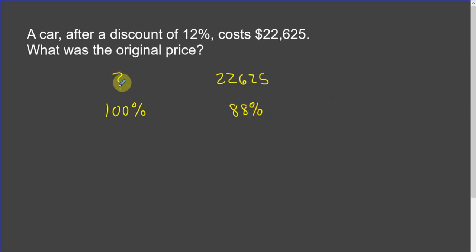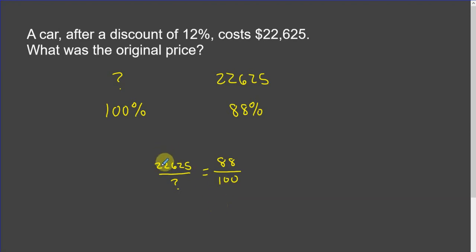So this new price represents 88% of the original price. So we solve that proportion. 88 out of 100, that's what 88% means, right? And then we have to put these two numbers, one of which is unknown, over here. But which one goes with 100? Well, the unknown one does. And which one goes with 88? The 22,625 goes across from 88. And so this is the proportion we solve.